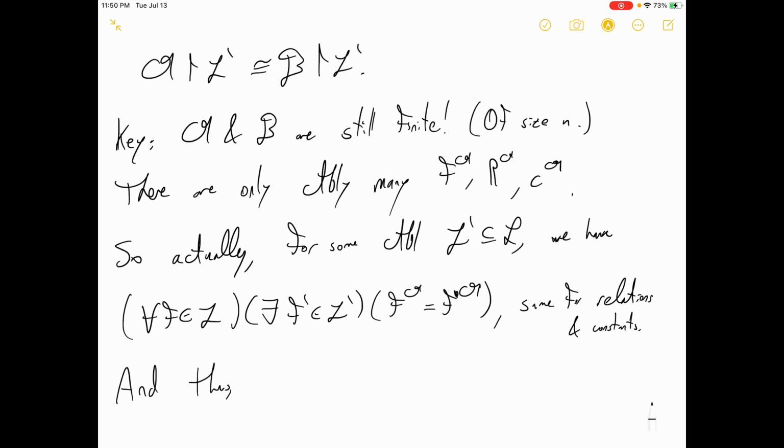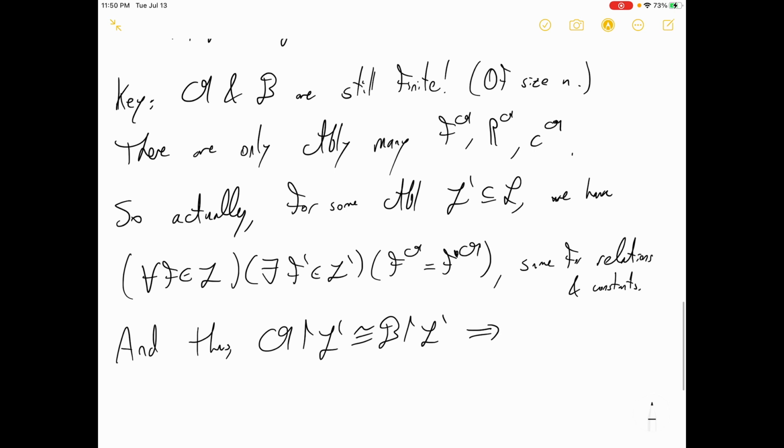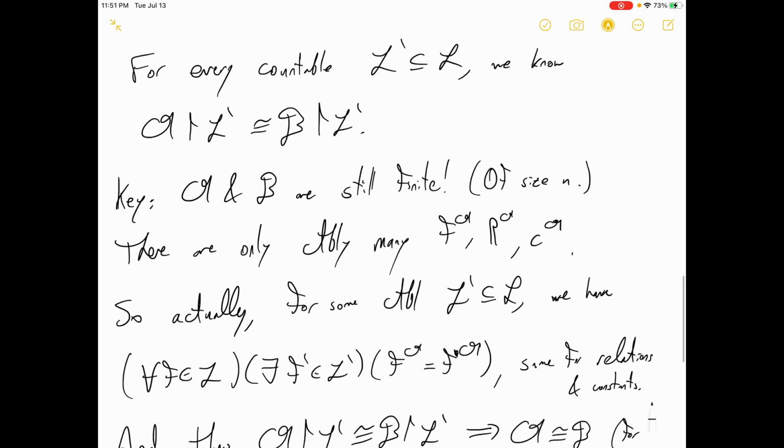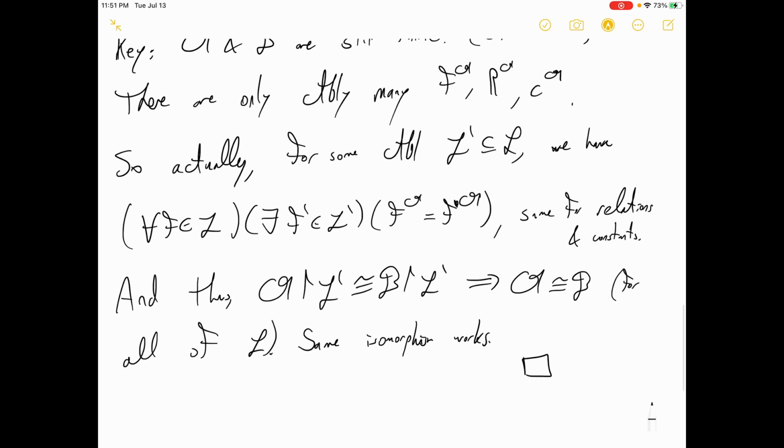And thus, since we already know that these models are isomorphic for L prime, this countable language, this implies that they're isomorphic for the entire language. Because if you're isomorphic for L prime, but L just has copies of things in L prime, then the same isomorphism works. And then we're done. We've satisfied the theorem for an arbitrary language, so that's the end of the proof.